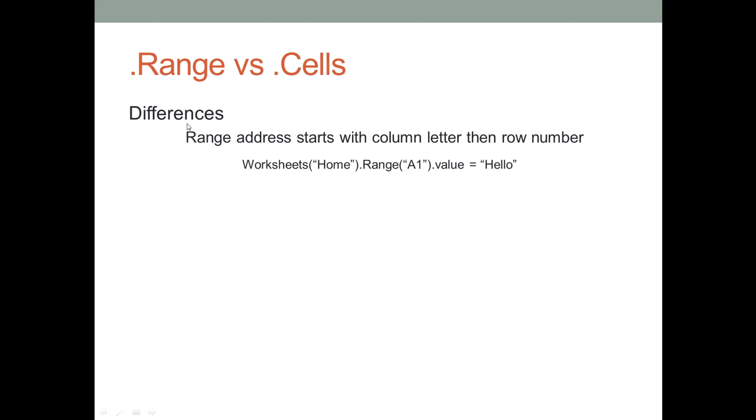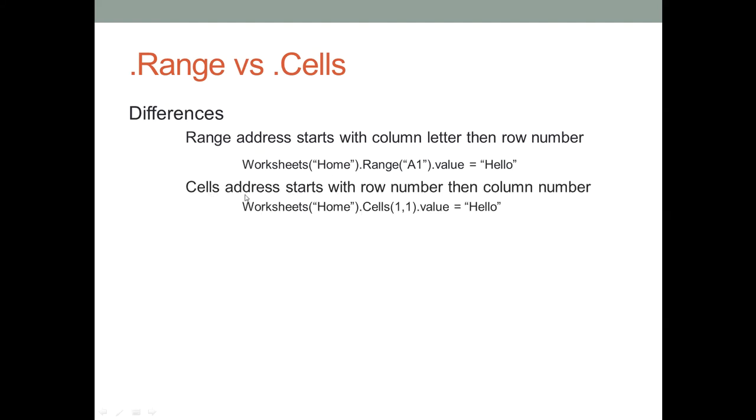Let's look at some of the differences. When we use the range address, it starts with the column letter and then the row number. That's pretty obvious. Column letter, row number. That's with range. Whereas with cells, it's the opposite. We start with the row number first and then the column number. So this is column row and this is row column. That's a major difference. Once you get your head around that, they're pretty easy to work with.